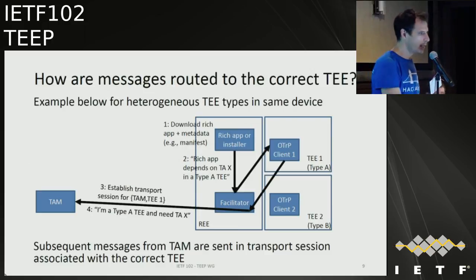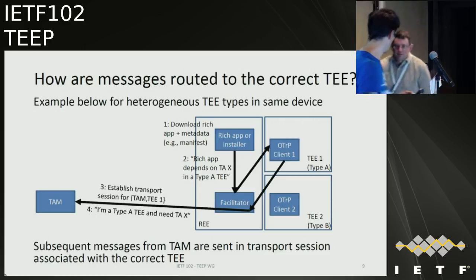Dave was kind enough to put a slide together to, in some sense, answer that question, or at least have a proposed answer. Do you want to jump over here and talk about that?